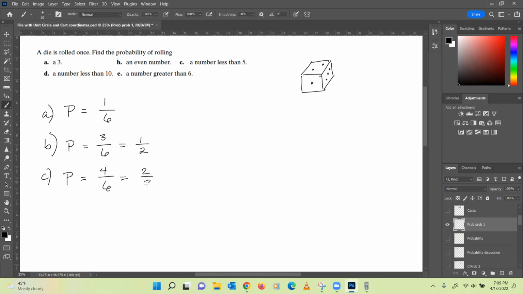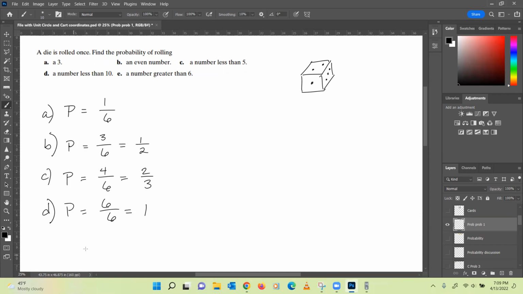Simplify that down to 2 out of 3. You've got a 2 out of 3 chance of rolling a number less than 5. Let's take a look at a number less than 10. Well, how many numbers on the die are less than 10? 6 of them. Out of how many total numbers possible? 6. So you've got a 100% chance that you will roll a number less than 10.